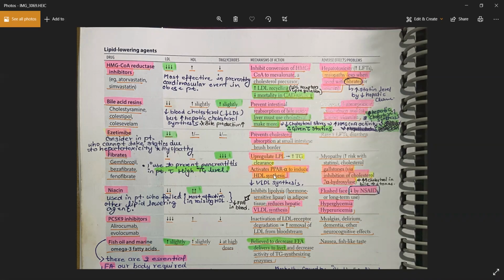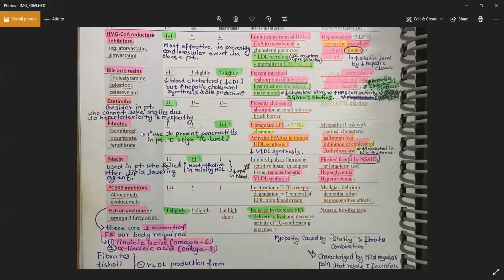Yes, and they also decrease the VLDL synthesis. Okay, very important. And they can cause gallstones by inhibiting the enzyme 7-alpha hydroxylase, which is important for the synthesis of bile acids. Because the bile acids are not synthesized, the cholesterol will be supersaturated in the bile, and as a result it can form gallstones. Very important. They can cause myopathy if you use them with statins.